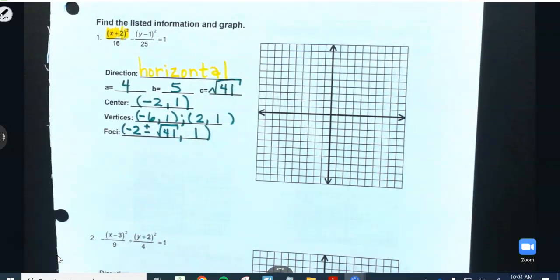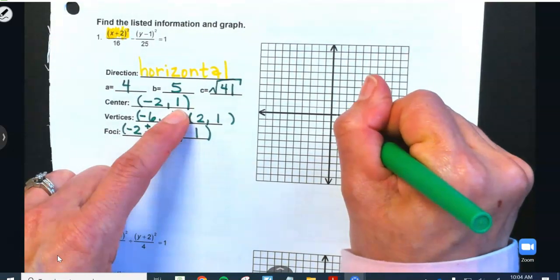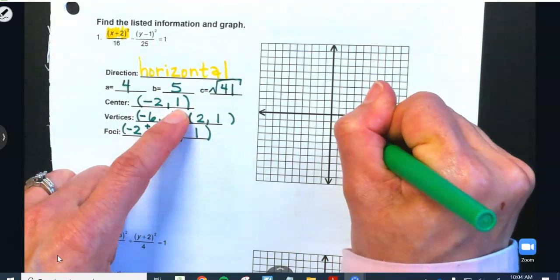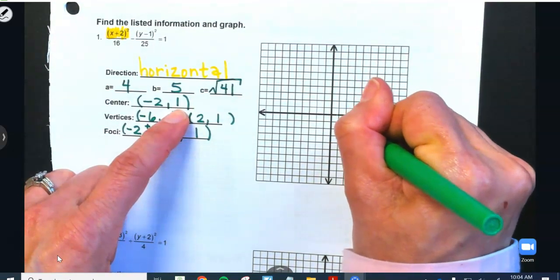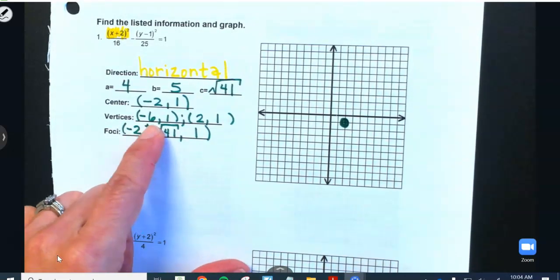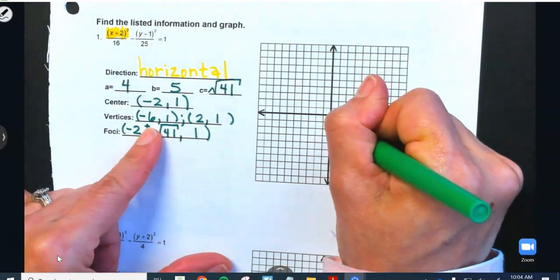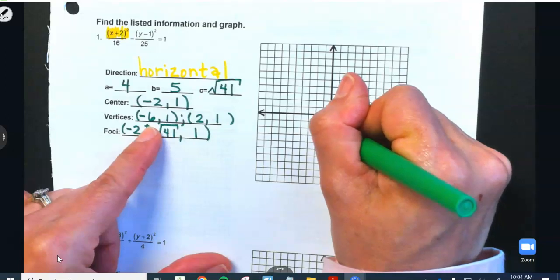Okay, let's plot what we know so far. So when I plot these guys, this -2, +1, I'm going to make that a fairly big dot because I really want you guys to see everything kind of stand out. So my center is kind of huge. And then let's go 4 places right and left and plot a vertex. So 1, 2, 3, 4.